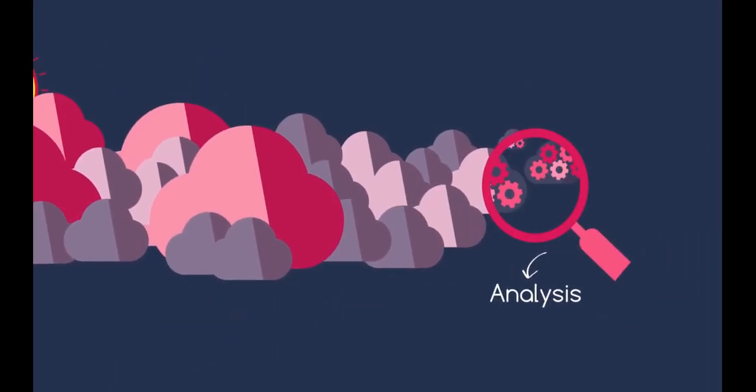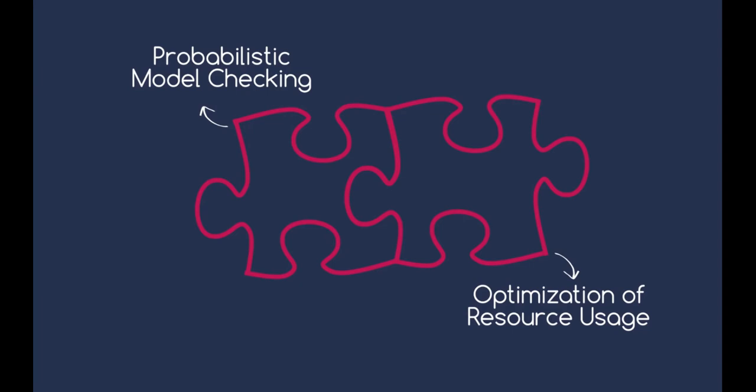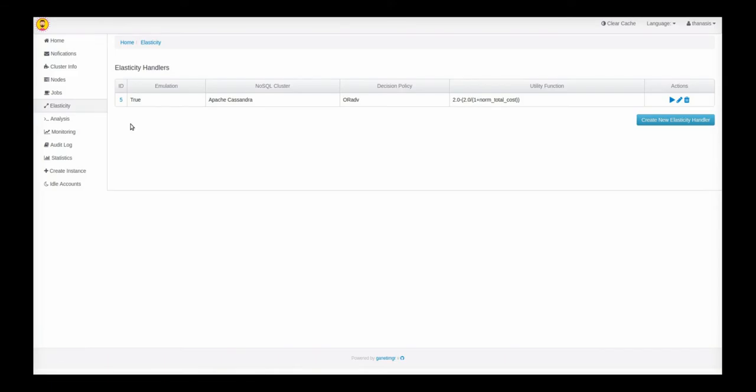Elton offers an analysis service to help you understand the resource elasticity decisions and supply what-if analysis to obtain a better perspective of your cluster. Its novelty is that it integrates probabilistic model checking with optimization of resource usage. Let's see Elton in action running inside the Ganetimgr, an open-source cloud resource management system for Ganeti with advanced features.